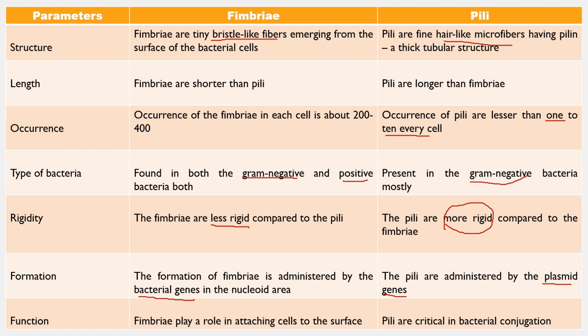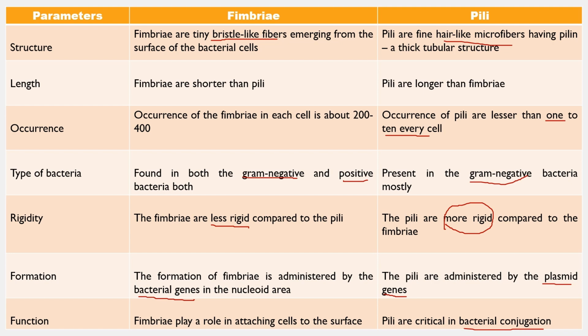And one of the major differences is in function: fimbriae play a role in attaching cells to the surface. Although pili also do that, but more commonly the sex pili, the difference that is created in the function is that the pili are involved in the bacterial conjugation.